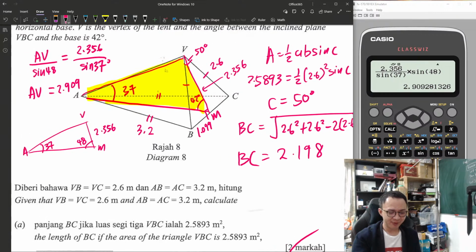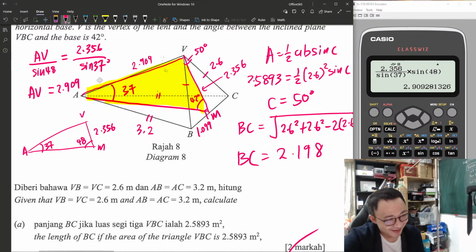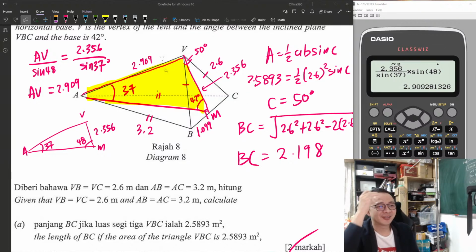I hope I don't make any carry mistake. If I make a carry mistake, things will start to become very crazy. Let me just browse through the answer to make sure. Oh my god, I didn't get the correct one. 356.